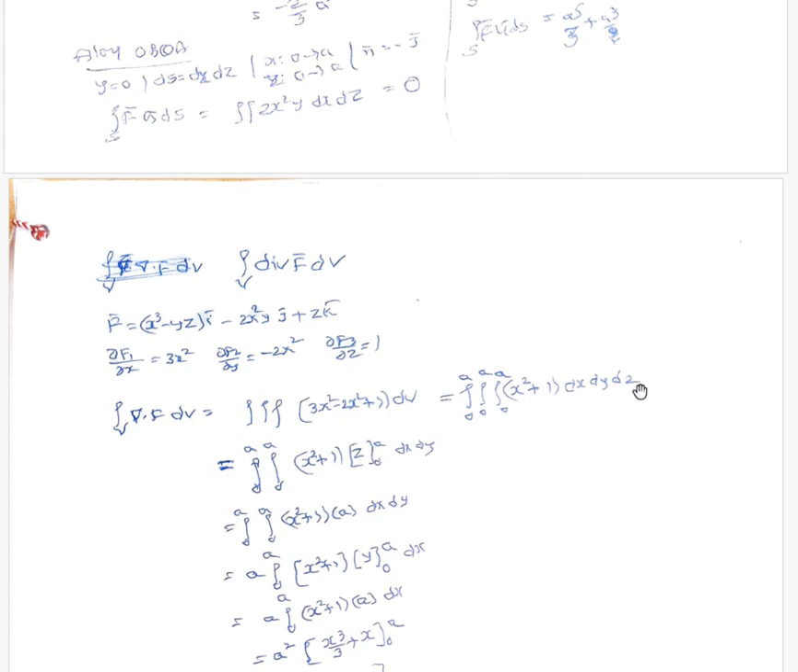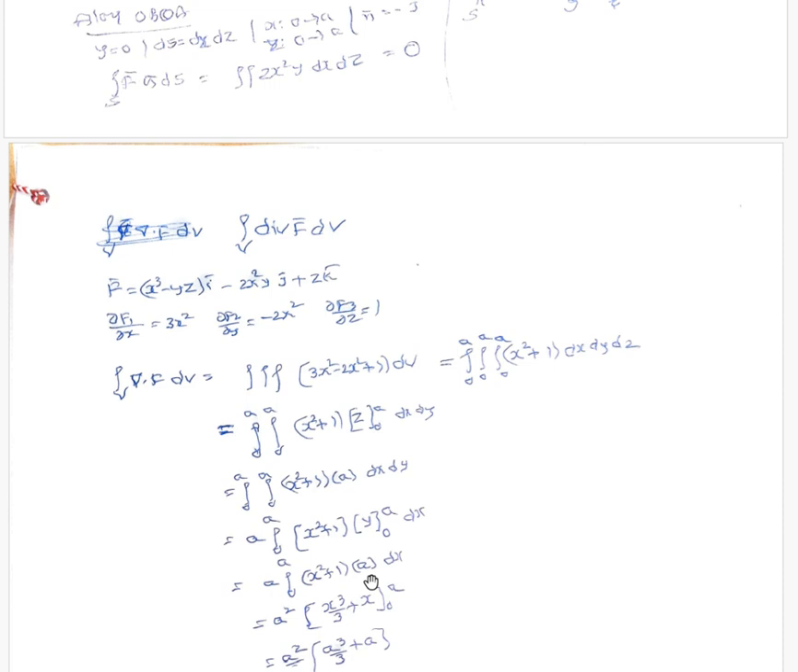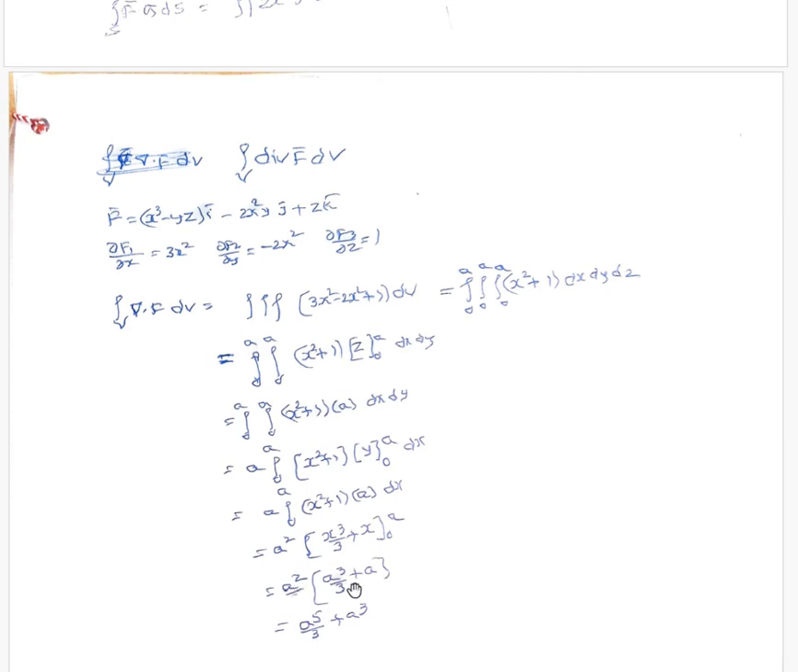So now with respect to z, x square plus 1 is a constant. Therefore z between the limits 0 to a. After simplification, we will get (x square plus 1) a. So a comes outside. Again with respect to y, x square plus 1 is a constant. Therefore y between the limits 0 to a, so again you will get a. So a square comes outside. Therefore again, the integration of x square is x cube by 3, and the integration of one is x, between the limits 0 to a. Therefore a square into (a cube by 3 plus a). Simplification, you will get a power 5 by 3 plus a cube.